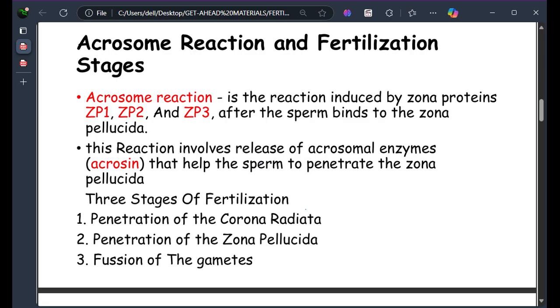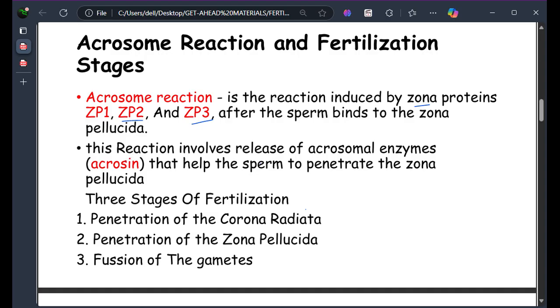As this sperm goes up to the fallopian tubes, where the conditions are optimum for fertilization to take place, once the sperm meets the oocyte or the egg, there is what is known as the acrosome reaction that has to happen. The acrosome reaction is induced by zona proteins ZP1, ZP2, and ZP3 after the sperm binds to the zona pellucida.